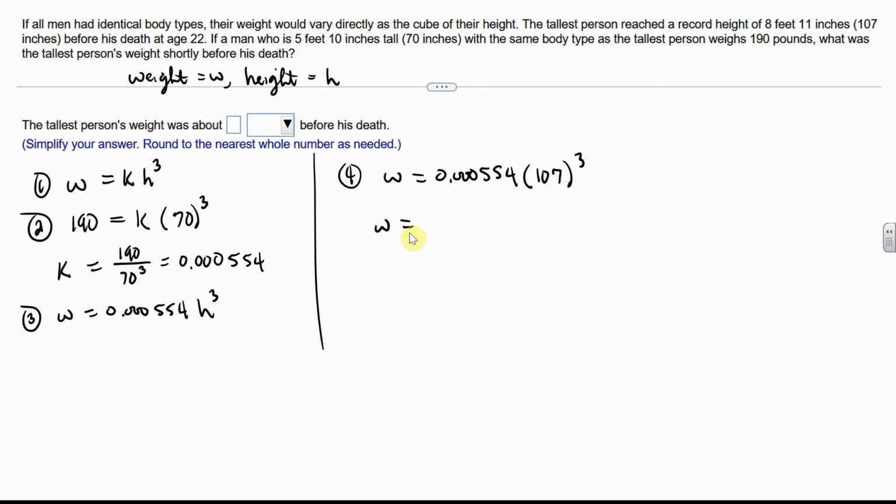Now, I got my weight to be a very strange number. Its weight was 678.595, and it says round to the nearest whole number, so we'll say that's 679. And that's going to be in pounds.